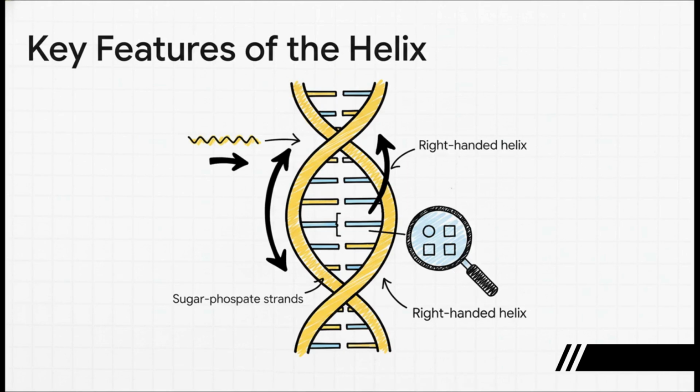The outer rails of this twisted ladder, that's the sugar phosphate backbone. Tucked safely inside, forming the rungs of the ladder, are the nitrogenous bases. And remember this little detail? It's a right-handed coil with exactly 10 base pairs for every 3.4 nanometer turn.